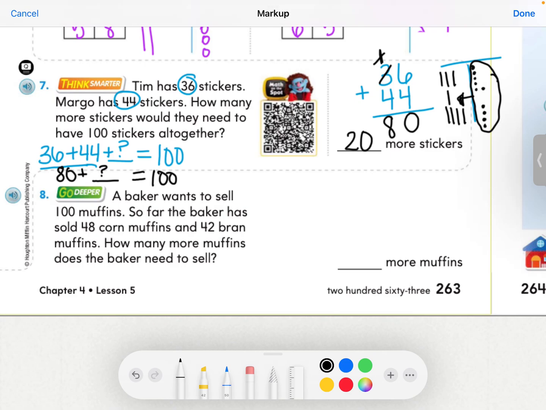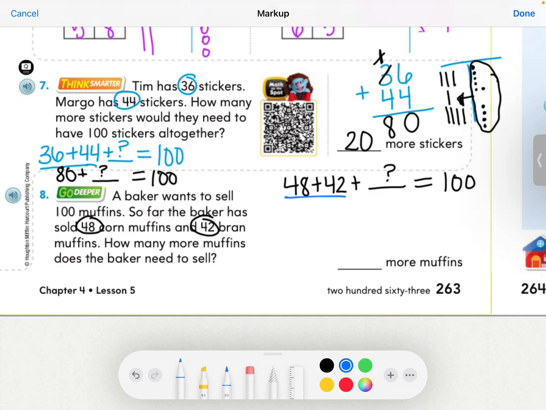I know that the baker wants to have an end goal of selling 100 muffins. So I know that my sum needs to equal 100 eventually. They've sold 48 corn muffins and 42 bran muffins. So far they've sold 48 plus 42. There's a missing addend that's going to get me to 100. So the first thing that I have to do is solve for 48 plus 42.